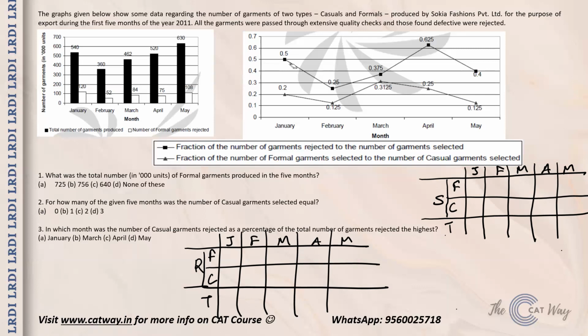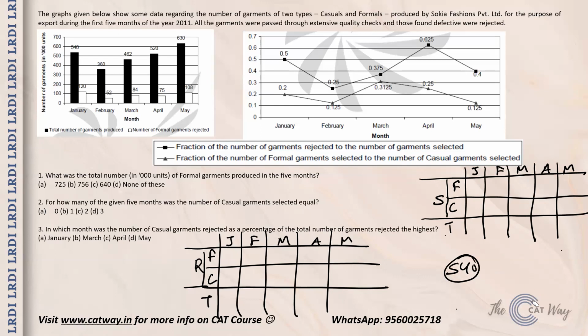So the first thing that you do is you have the total number of garments and you have the fraction of rejected to selected. So we will fill down that data for every month. In January you see 540 garments are there, and the fraction of garments rejected to selected is 1 by 2.